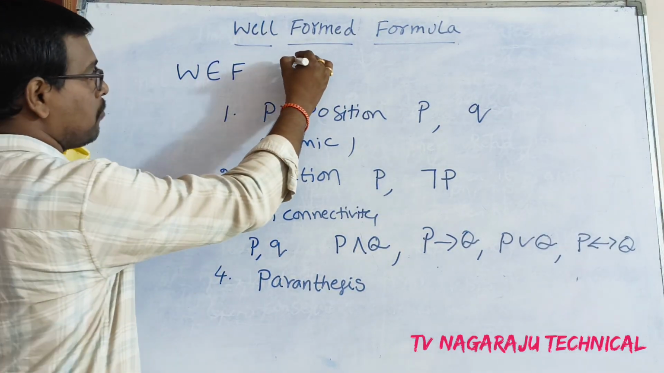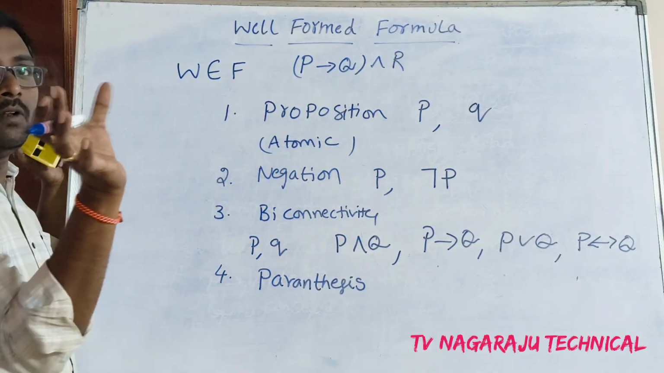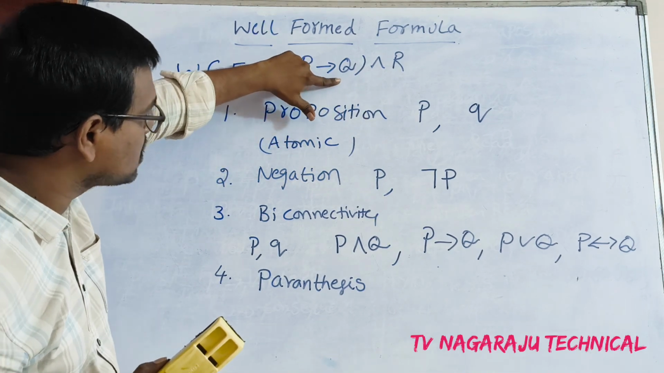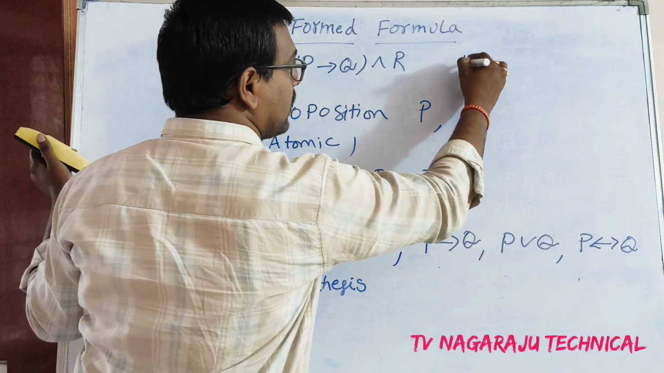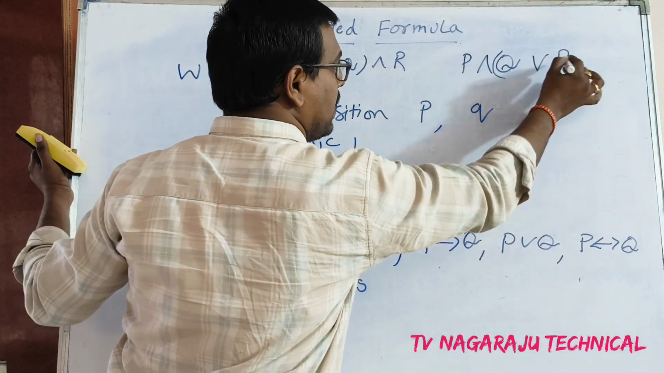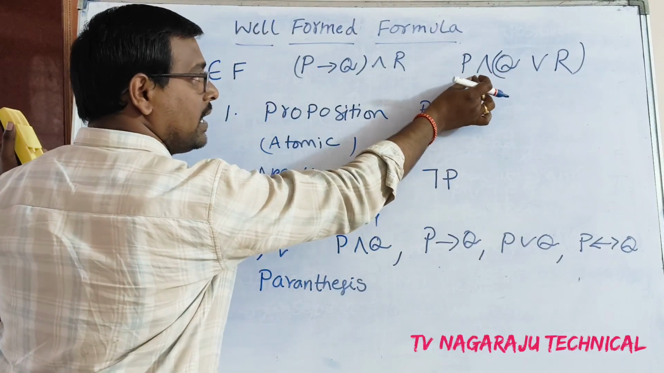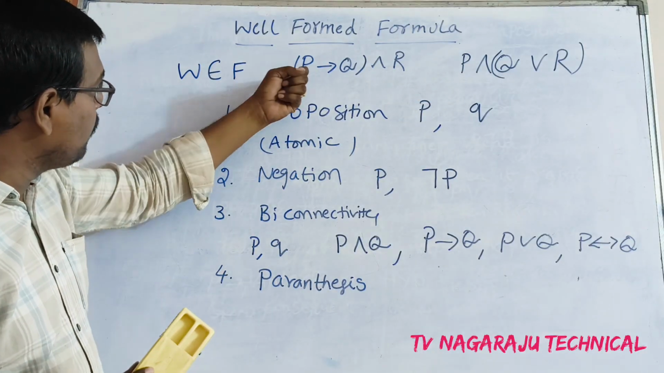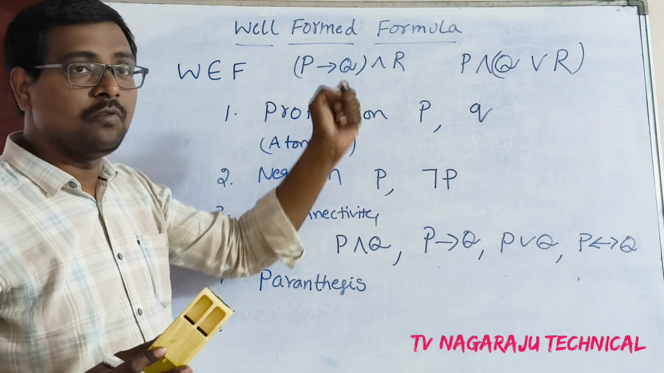Now I will give you some examples. Suppose P implies Q and R. This is a well-formed formula. If you understand carefully, here you are using parentheses. So first this is performed. With this result we are doing the AND operation. Or for example, P and Q or R. To avoid confusion, here I am writing the parentheses. Then first Q or R is performed, and with that result AND is performed with P. This is a well-formed formula. Got it? So any formula, any logical expression that follows these rules, is a well-formed formula.